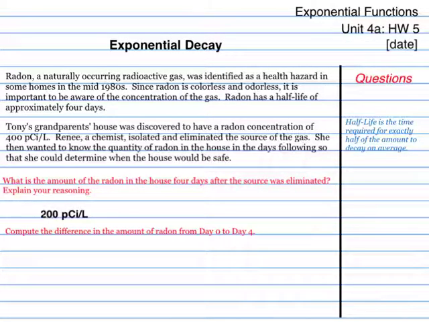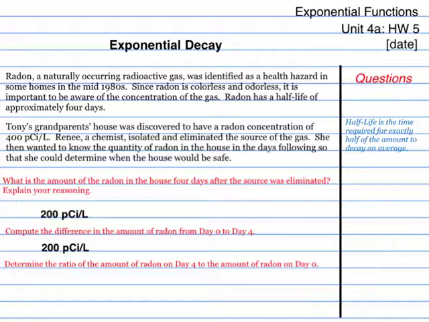So compute the difference in the amount of radon from day 0 to day 4. The difference would be from 400 to 200. We want to subtract, and that gives us a difference of 200. Now the ratio is the amount of radon on day 4, which was 200, to the amount of radon on day 0, which was 400. So we want to set up a ratio or a fraction. So we have 200 as a ratio to 400, which gives us 1/2. Let's go ahead and take a moment, pause, copy, before we continue on and see what to do with these numbers.